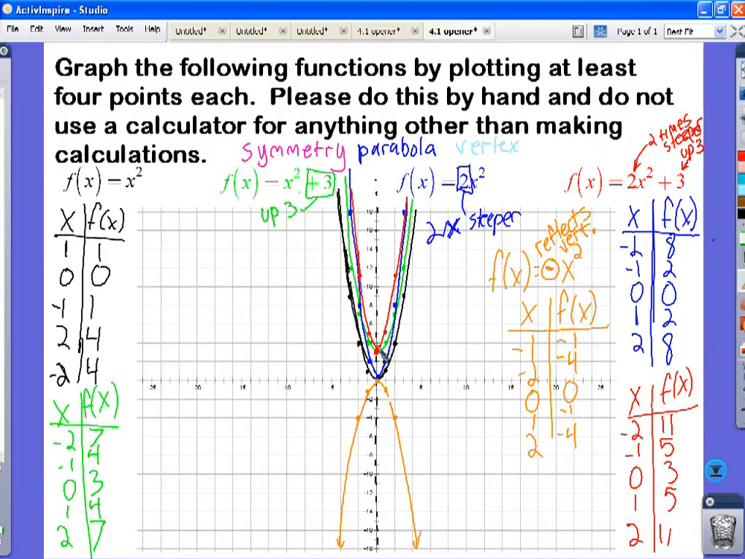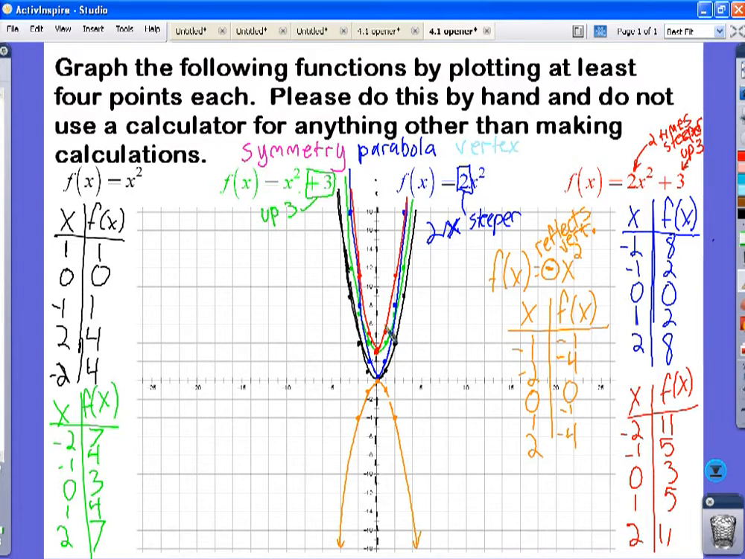Okay, think of it this way. It's just a preface to that question. When we add 3 to the output, we square something for x, and then we change the output. We add 3 to the output. We change the y, right? The vertical. Does that make sense? So we change the output. We change the y. We change the vertical aspects of the graph.